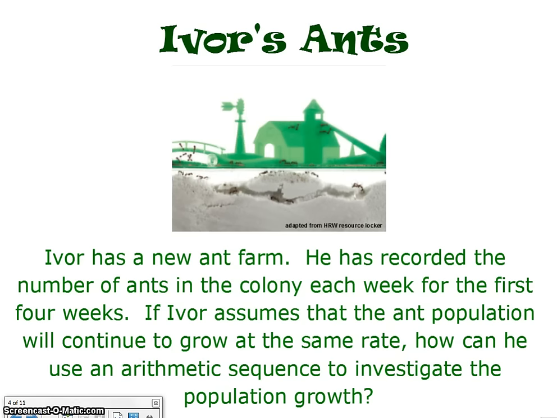Okay. So Ivors, however you want to pronounce it, Ivors has a new ant farm. He has recorded the number of ants in the colony each week for the first 4 weeks. If Ivor assumes that the ant population will continue to grow at the same rate, how can he use an arithmetic sequence to investigate the population growth?